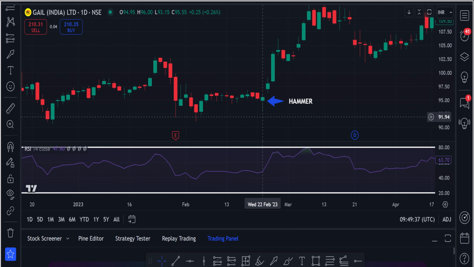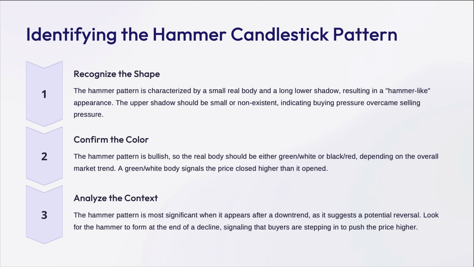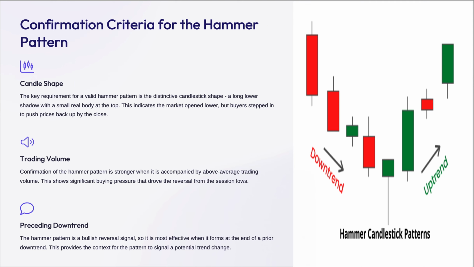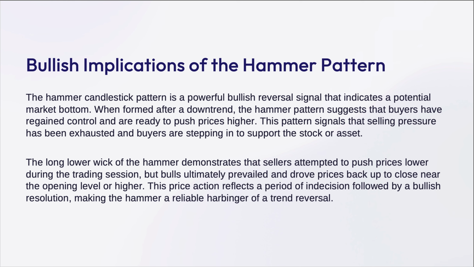These are a few examples I would recommend you go and identify: recognize the shape, confirm the color, analyze the context, and do your own homework, because practice is progress. For confirmation criteria, check that it is a downtrend, it is moving up, and volume supports it, then go ahead and take the position.